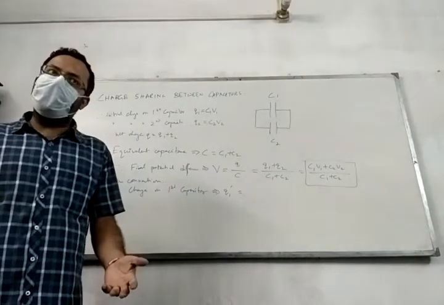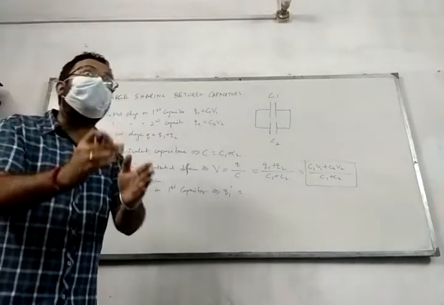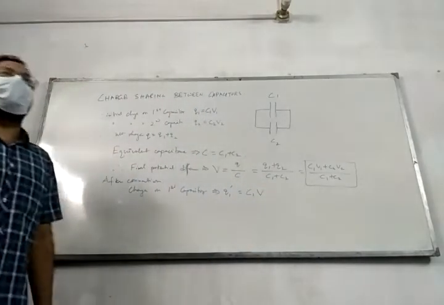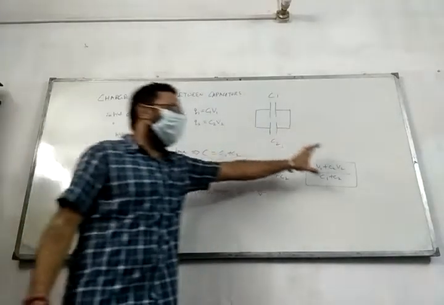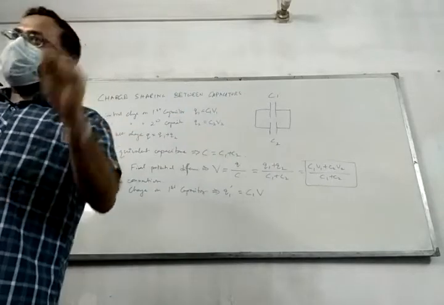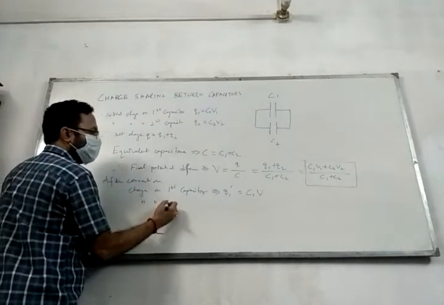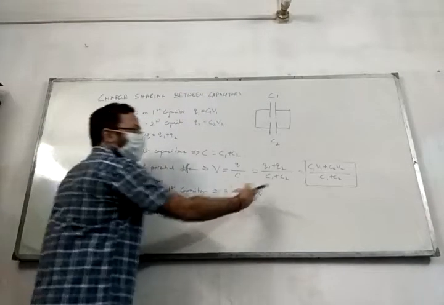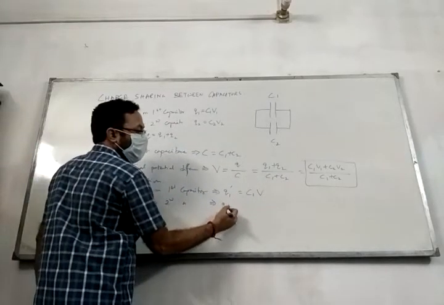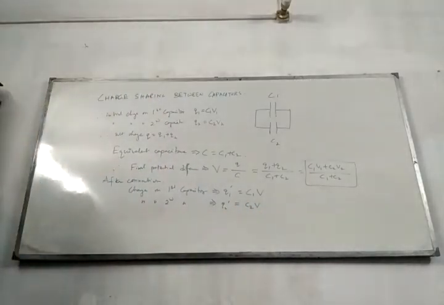Q equal to CV is the formula. So Q1 dash will be C1 into the new potential V. The charge on the capacitor will be capacitance into the new potential. Similarly, you can find the expression for the charge on the second capacitor. Q2 dash is equal to C2 into V. Is that clear?